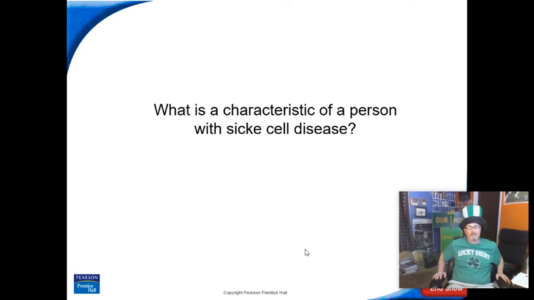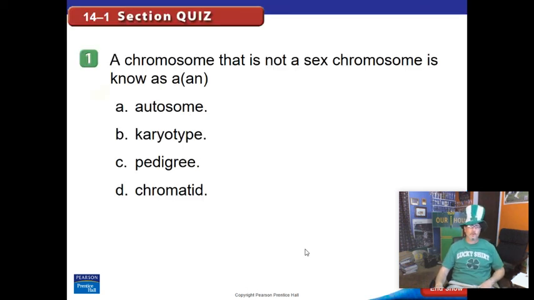Sickle cell, that would be the hemoglobin. It's a substitution mutation, causes hemoglobin to be able to carry less oxygen, which causes the red blood cell to change shape into a sickle shape or kind of a crescent shape. Chromosome that is not a sex chromosome is called, you got it, autosome.